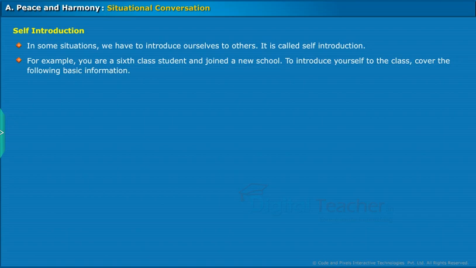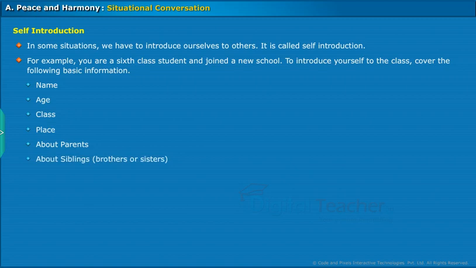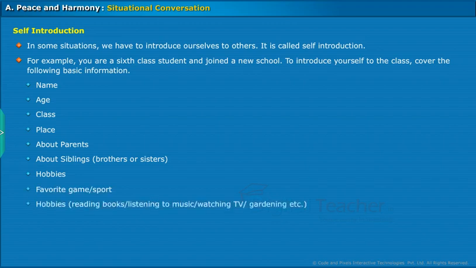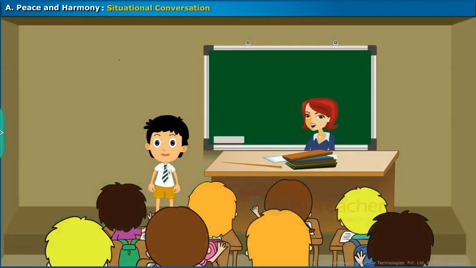cover the following basic information: name, age, class, place, about parents, about siblings, your brothers or sisters, hobbies, favorite game or sport, hobbies like reading books, listening to music, watching TV, gardening, etc. Goal. A boy is now going to introduce himself to his new classmates. Observe and practice it by replacing the details with yours.